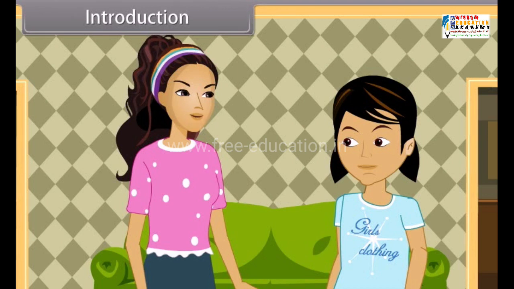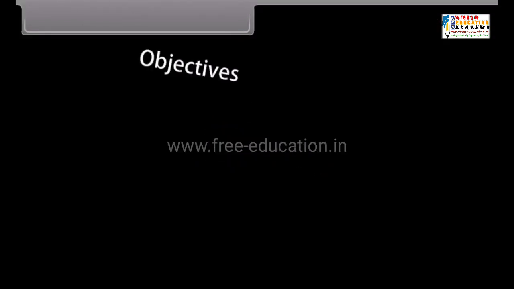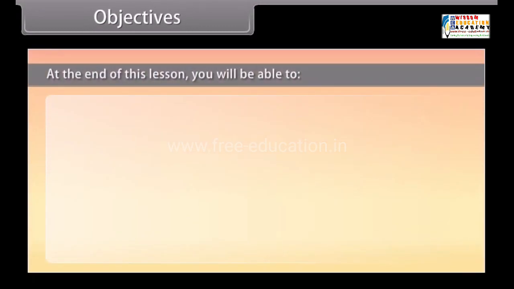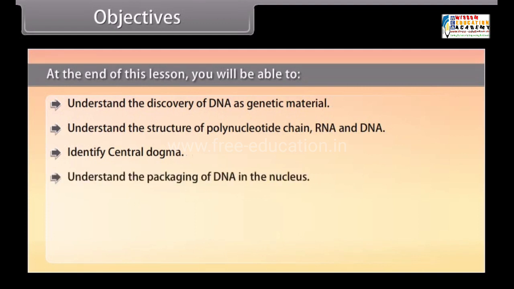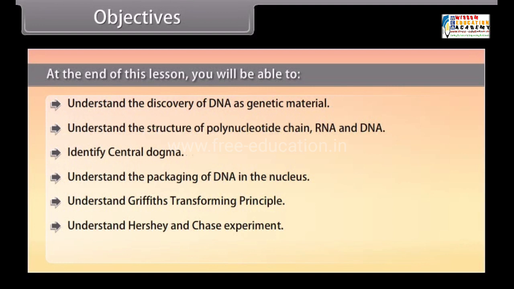Let me explain in detail. Objectives. At the end of this lesson, you'll be able to understand the discovery of DNA as genetic material, understand the structure of polynucleotide chain, RNA and DNA, identify central dogma, understand the packaging of DNA in the nucleus, understand Griffith's transforming principle, understand Hershey and Chase experiment, and identify the differences between DNA and RNA.